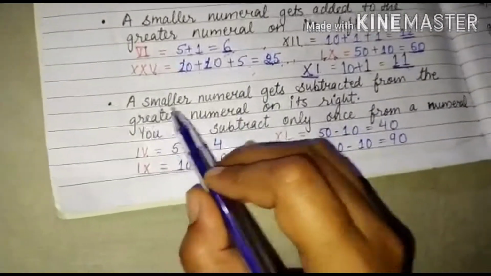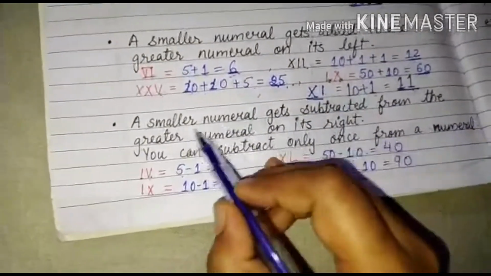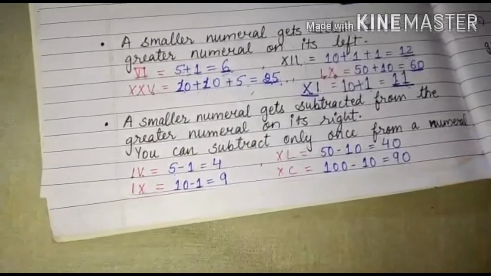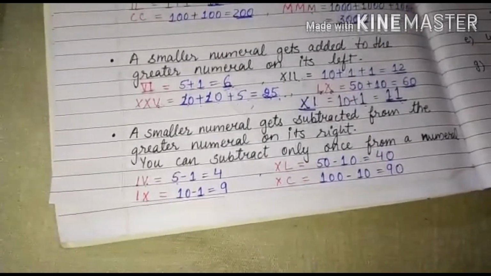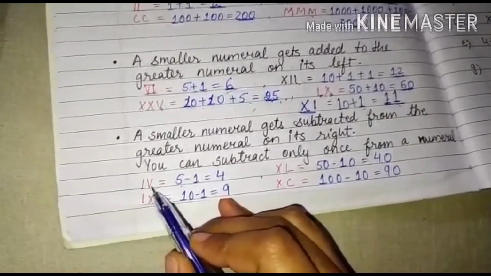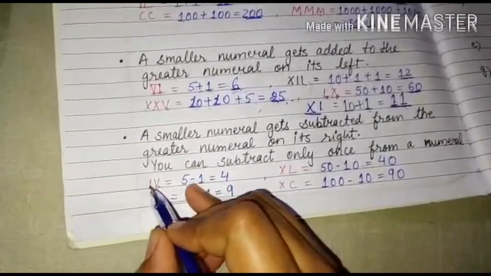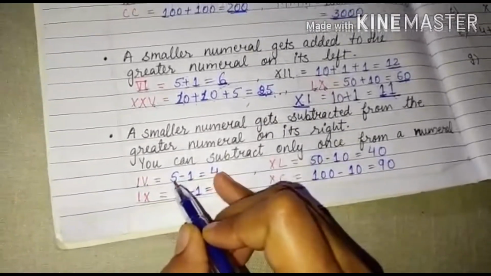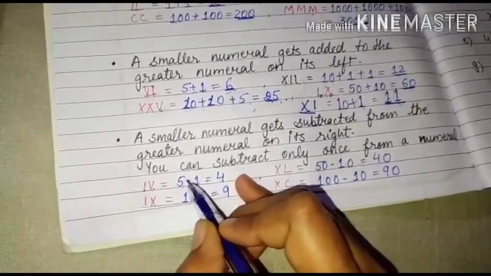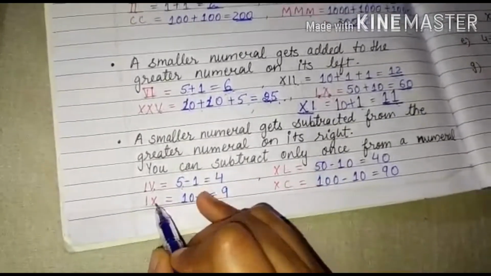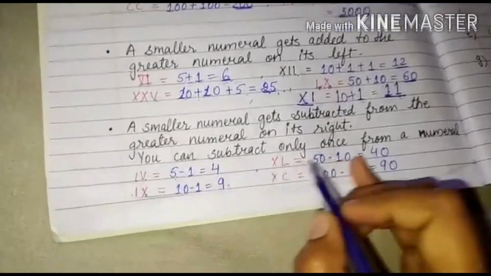Third point, a smaller numeral gets subtracted from the greater numeral on its right. You can subtract only once from a numeral. That means if you are using any smaller numeral to the right of a larger or greater numeral, you have to subtract them. IV. V के right में I है, तो आपको क्या करना है? V is 5 and you have to subtract 1. So you will get 4. IX. 10 minus 1, that is 9.